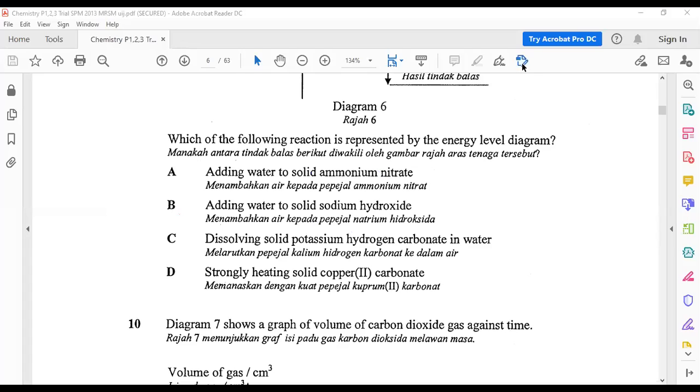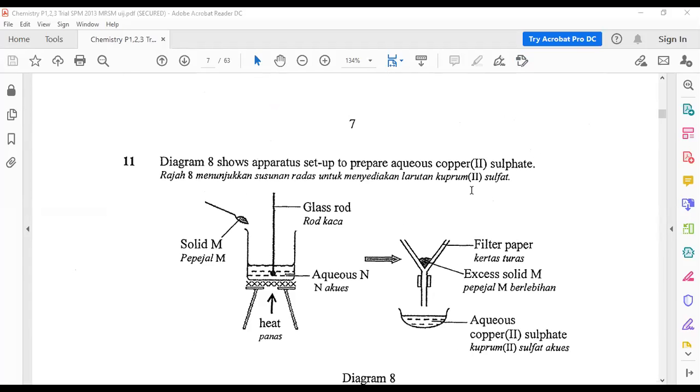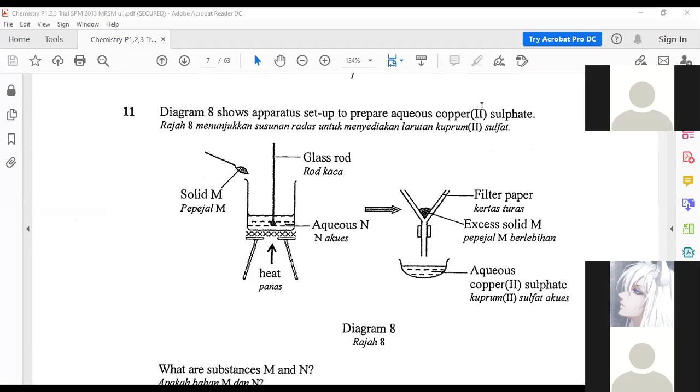Now the next part, we are going to move on to question number 11. Okay, now it shows the apparatus set up to prepare copper 2 sulfate. Now, is copper 2 sulfate a soluble salt or an insoluble salt?